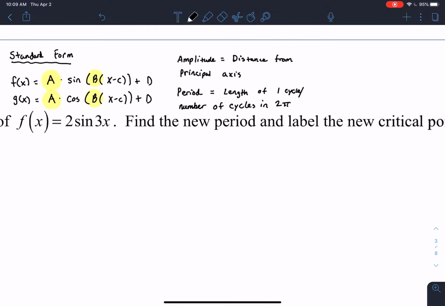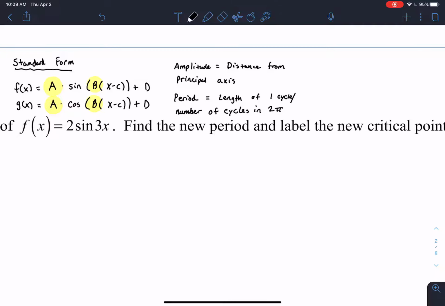Now amplitude is pretty straightforward. You're literally just going to be looking at the number that's in front of your function. And then for the period, you're going to take 2 pi and divide it by whatever that b term happens to be. That'll tell you how long one cycle should be.